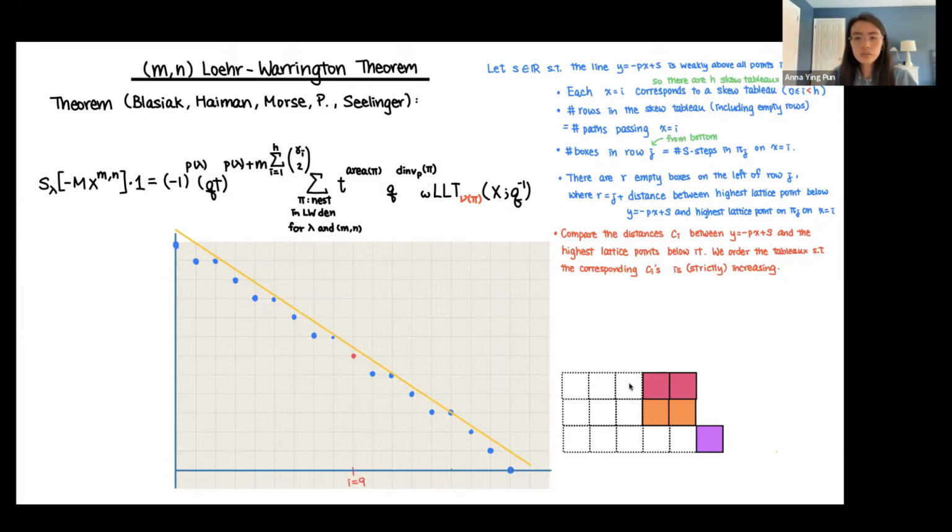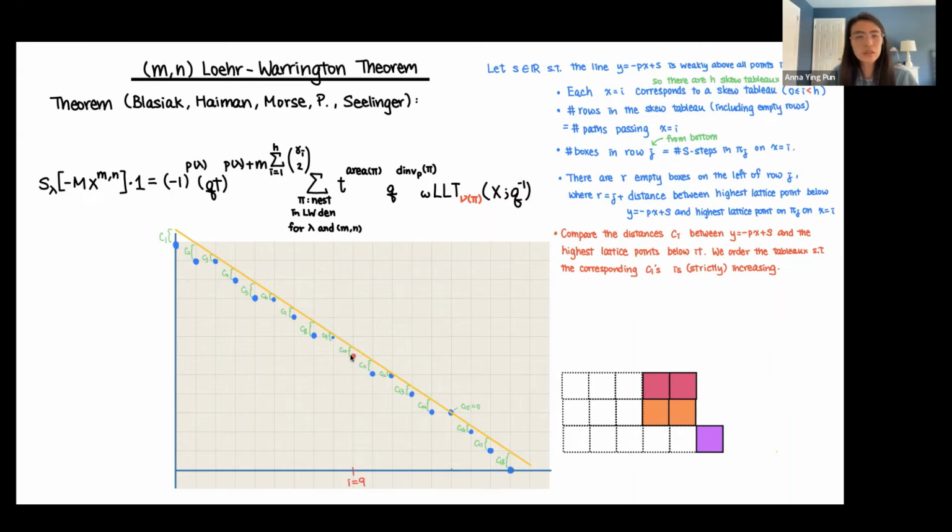To order them, you compare the highest lattice point. You have this yellow line that we drew, and then you have all these highest lattice points. This is our highest lattice point when i equals 9. You look at all the distances. Because this line is irrational, none of them would be equal to another one, so you can order them in a strictly increasing order. Say, for example, this one is the third smallest, then this is the third skew tableau.